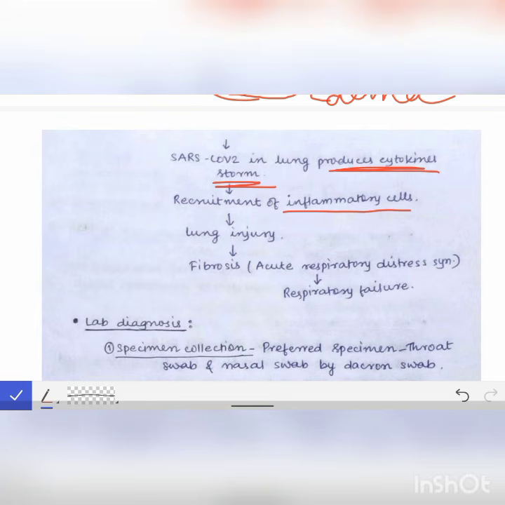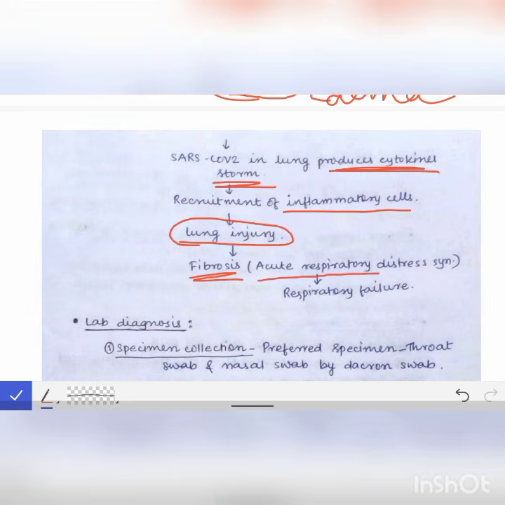That inflammation causes lung injury, and as we have learned in pathology, any injury is healed by fibrosis. So here also, after the lung injury by the inflammatory cells which have been recruited due to the cytokine storm, and that cytokine storm was due to the SARS-CoV, there occurs fibrosis, and when the fibrosis occurs, then the diffusion of oxygen decreases.